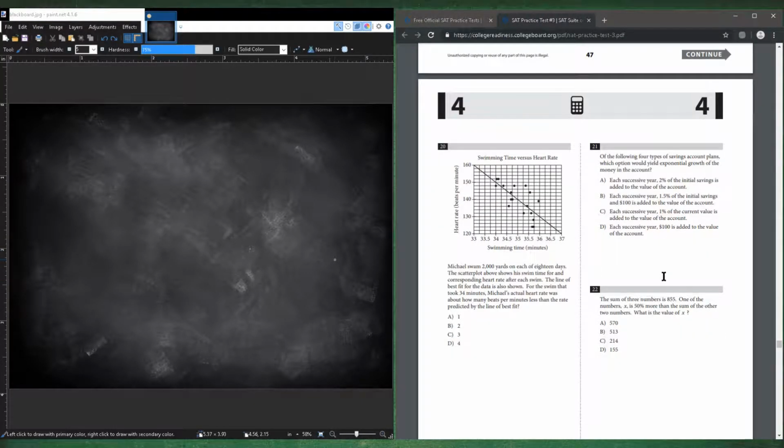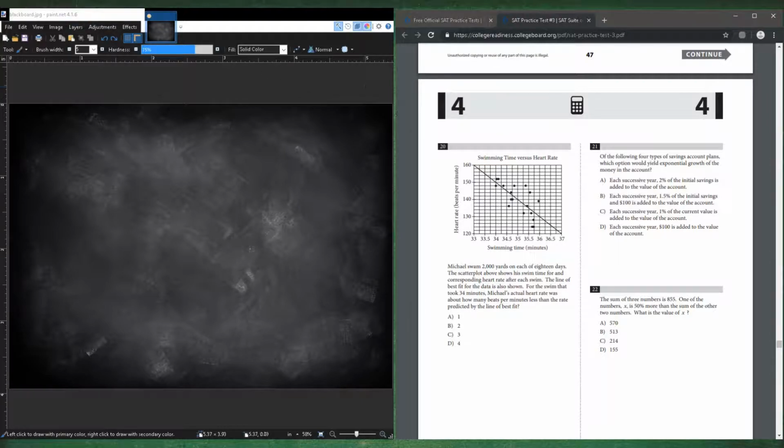Question 20. Michael swam 2,000 yards on each of the 18 days. The scatterplot shows his swim time and corresponding heart rate for each swim. The line of best fit for the data is shown. For the swim that took 34 minutes, Michael's actual heart rate was about how many beats per second less than the heart rate for the line of best fit?